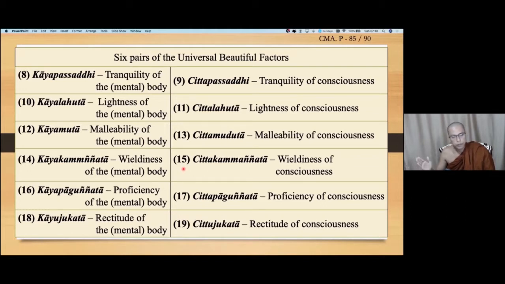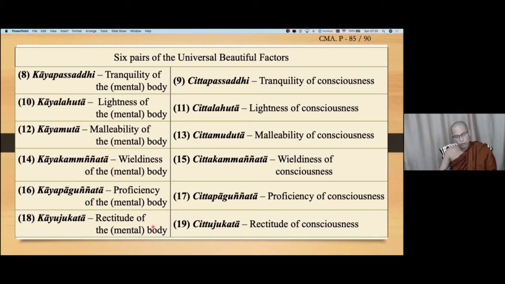By seeing their nature and characteristic, we can understand the reality. That is why, if we do not think in the proper way in our study, we get confused. So here, the kaya kammannata and citta kammannata, the workability of the mental body and the workability of the consciousness. Then the next pair, kaya pagunnata and citta pagunnata, translated as proficiency: the proficiency of the mental body and the proficiency of consciousness.